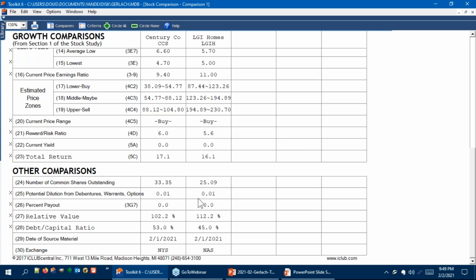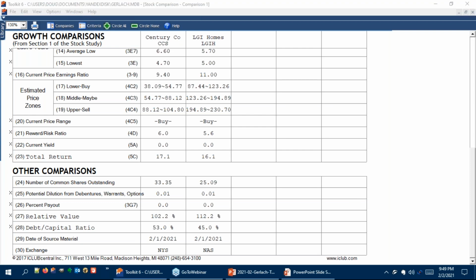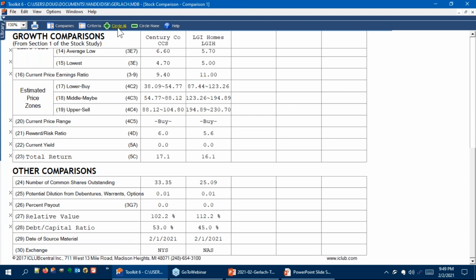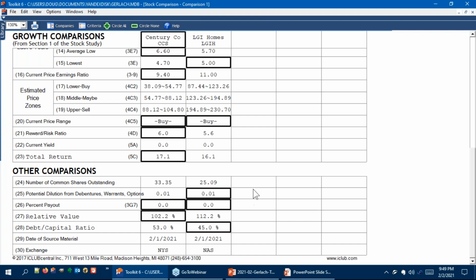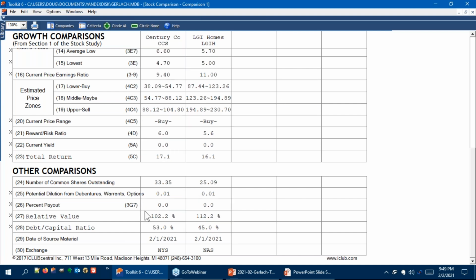It's pretty identical. Interestingly, this is another example of why we don't blindly accept the computer. If we say select the winner, even though they're both 0.01, the amount of dilution, LGI Homes is slightly less because these are rounded values. But I think at that level, there's not really any dilution that we have to worry about.